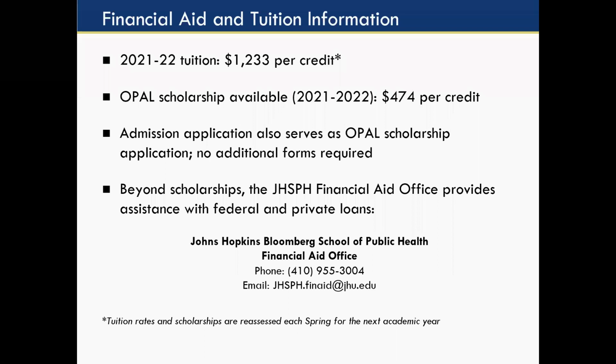For the current school year, the tuition is $1,233 per credit. We do offer a partial OPAL scholarship that covers $474 per credit, which leaves students responsible for the remaining $759 per credit. This scholarship is specific funding to our OPAL programs, which is our online programs of applied learning. If you are admitted into the program, you are automatically awarded that OPAL scholarship. There is nothing additional you'll need to do to receive it.